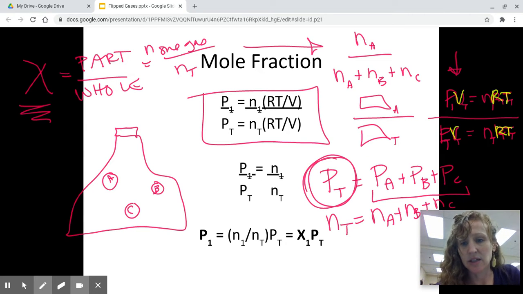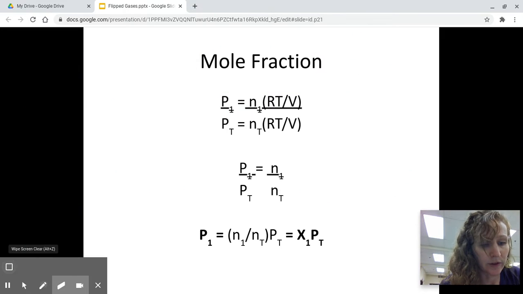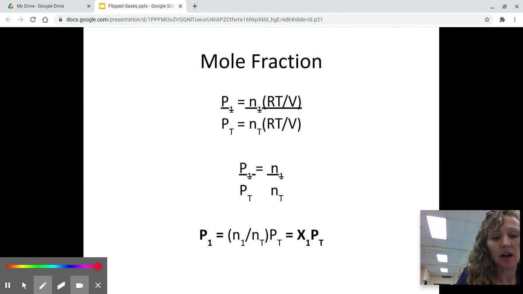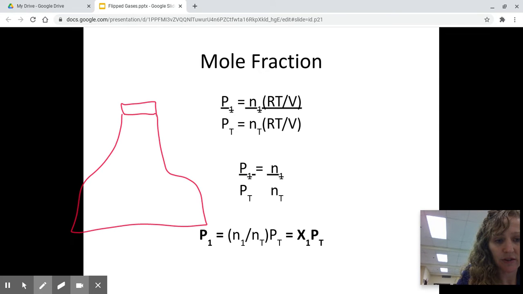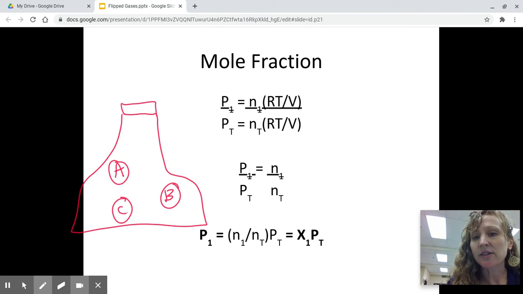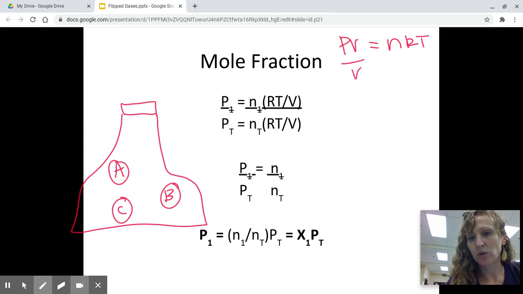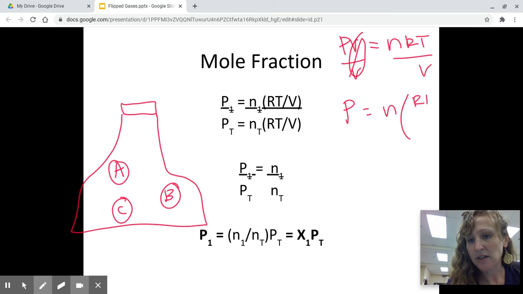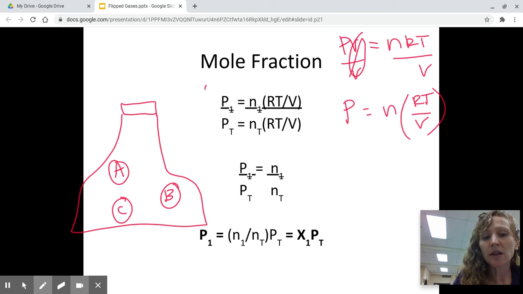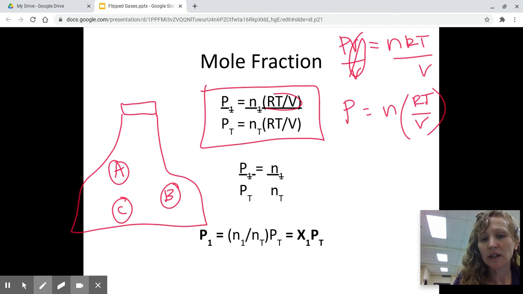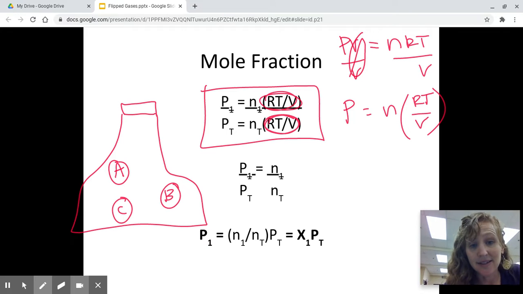So let me kind of delete a lot of this writing. Poof. Let me redraw our little flask here. So we have our visual of gas A, gas B, and gas C all in our mixture. Okay, so PV equals nRT. We want all of our constants together. So we're going to move V over to the other side. So we have P equals n, and then RT over V is a constant. So we're just going to keep it over there. So that's what they've done here. They've taken R, T, and V and grouped them as a constant.